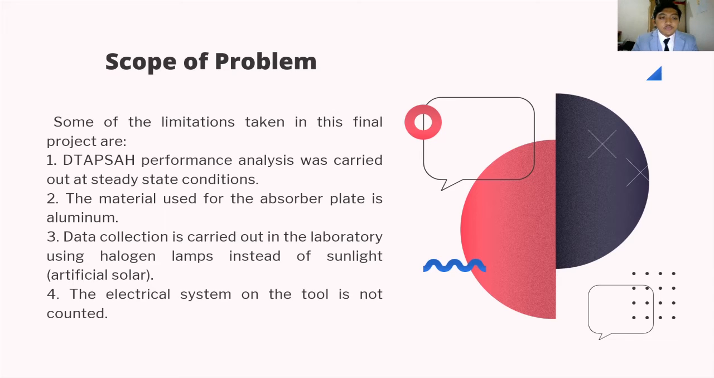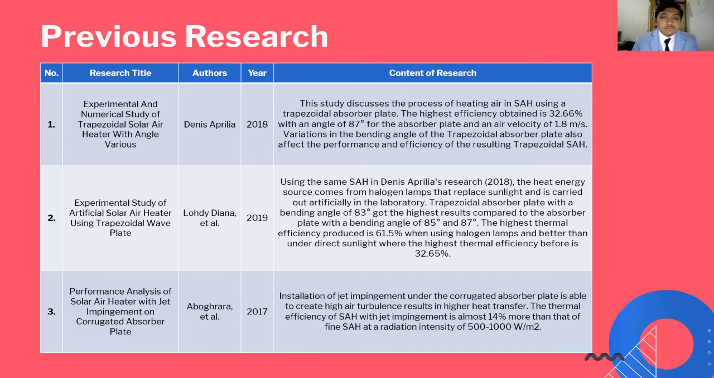The second scope of the problem is that the material used for the absorber plate is aluminum. The third is that data collection is carried out in the laboratory using halogen lamps instead of sunlight or artificial solar. And the last is that the electrical system on the tool is not counted. For the previous research, I will use 6 previous studies.